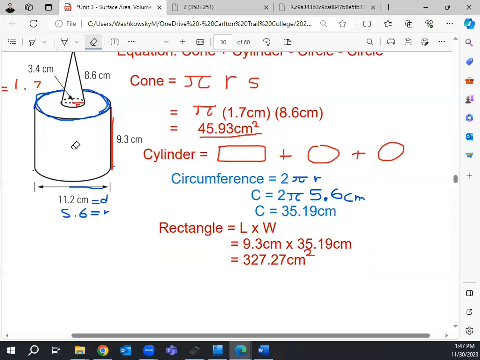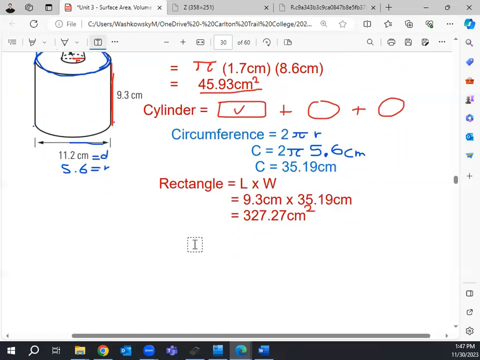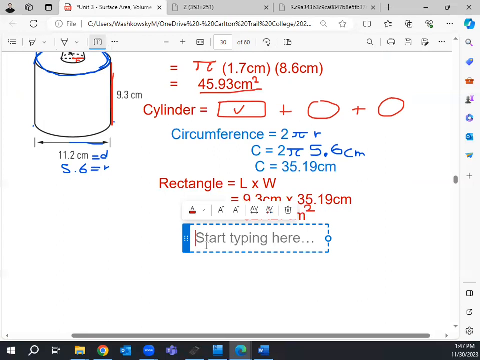Again, it's usually the circles that are the issue here. We have to understand the difference between a radius, a diameter, and a circumference. They all involve circles, but they all are different things in the circle. So check, I've done that. Now I need to do the cylinder circle.